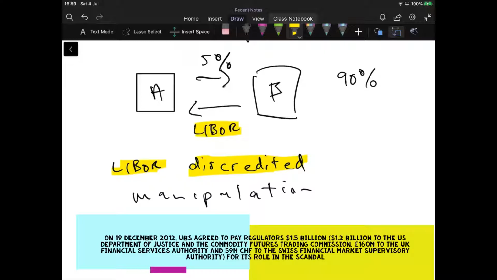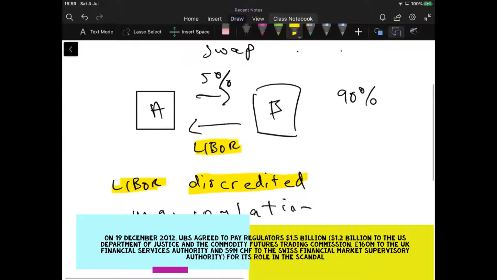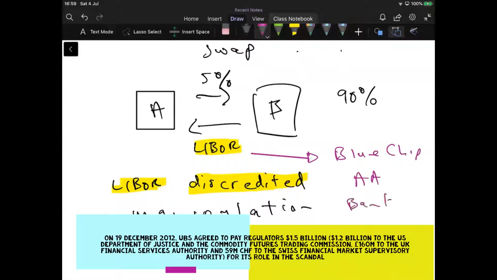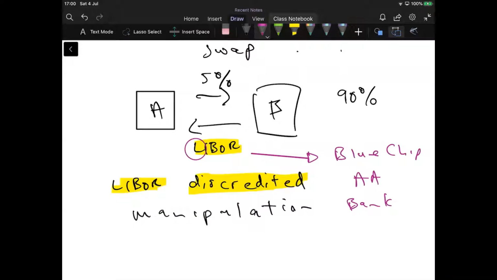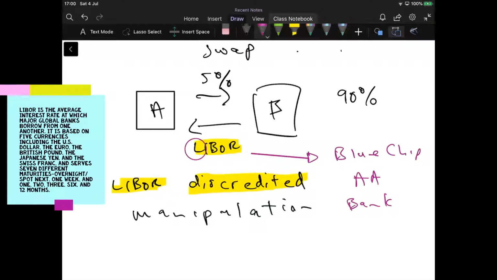But in a traditional swap, the typical floating rate, this LIBOR, is like a blue chip, where you have an AA rating for a given bank, and they negotiate. The L here denotes London, and the London Interbank Offered Rate, for historical reasons, accidentally became the leading benchmark.